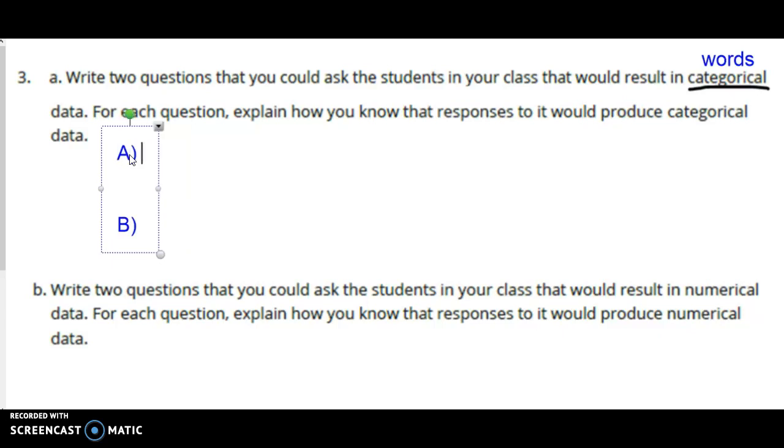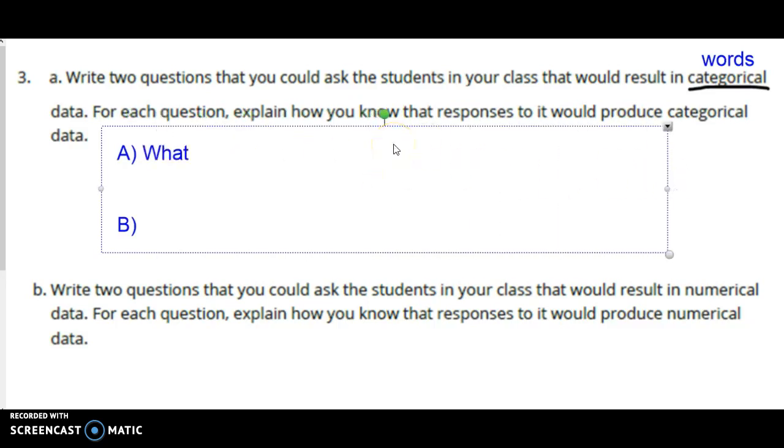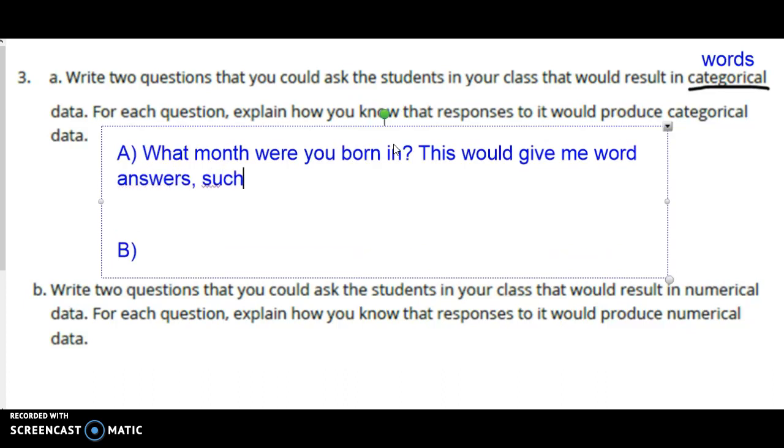Question A, so I want to think, what's something I could ask my classmates where they would have to respond to my question in words? One thing I could ask them is, what month were you born in? Then I need to explain. So I'm going to say here, this would give me word answers, such as January or May.